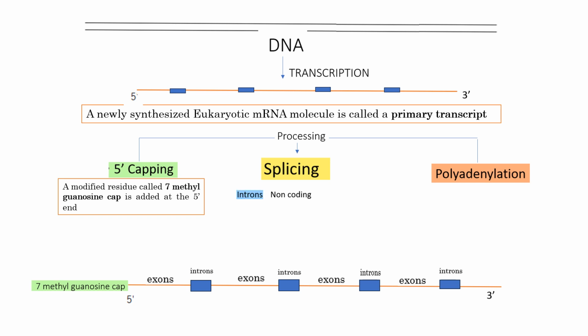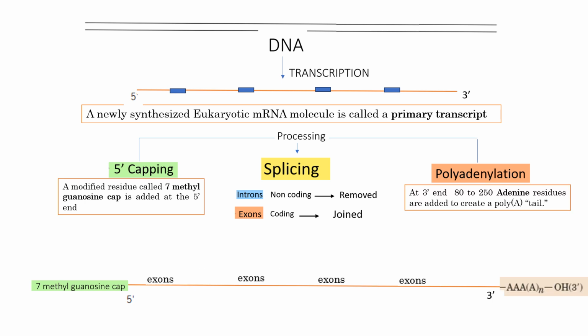In splicing, introns, which are non-coding sequences, are removed, and exons, which are the coding sequences, are joined together to form a continuous sequence that specifies a functional polypeptide. At the 3' end, adenine residues are added to create a poly-A tail. All these modifications lead to the formation of a mature mRNA that can be exported from the nucleus to carry out the translation process. In this video, we will discuss in detail the 5' capping process.